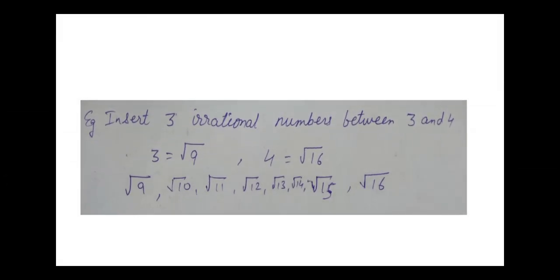But if we have to write more irrational numbers between the two given numbers, then 3 square is 9, so we can write 3 equals under root 9, and 4 square is 16, so we can write 4 as under root 16.